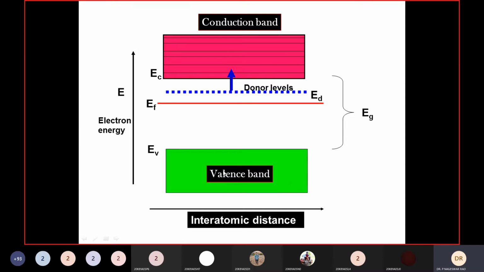These valency electrons will also go to the conduction band. What is the total number of electrons in the conduction band? How do we calculate the total number of electrons here? Some electrons come from the valency band, and some electrons come from the donor level.